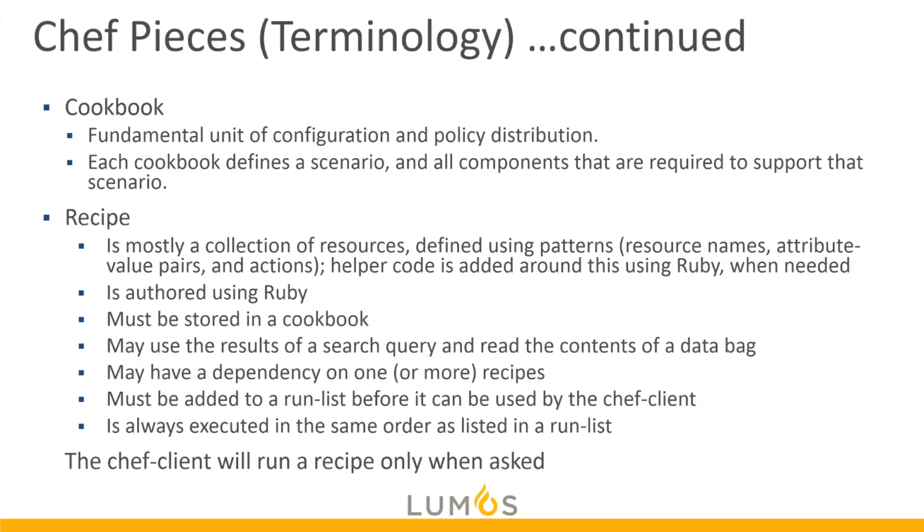Then we have the recipes within the cookbooks, and the recipes are mostly a configuration of the various resources, defined usage patterns like resource name, key value or attribute value pairs, and the actions, as well as helper code that can be added around this using the Ruby language, which is a programming language if you're unaware. We've talked a little bit about it earlier. Chef is written and authored using Ruby, which is a very beautiful, easy to use language. Just like Python, I would say Ruby is actually a little more easy to use.